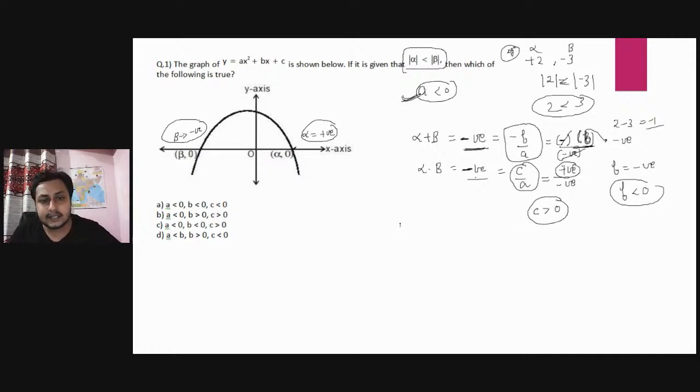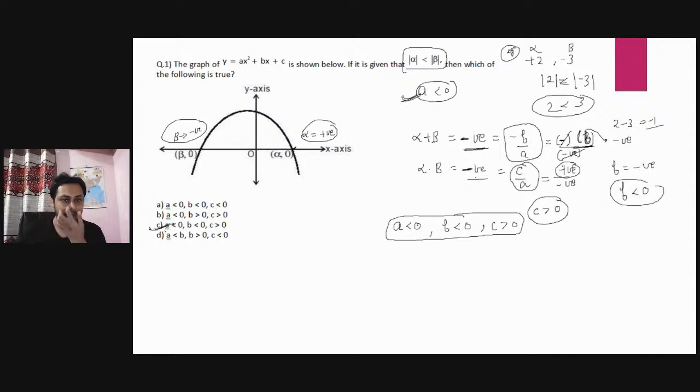So a is less than 0, b is less than 0, and c should be greater than 0. Got it? So the correct answer of this question is a less than 0, b less than 0, c greater than 0. That is option c. Got it, guys? Interesting question, easy question.